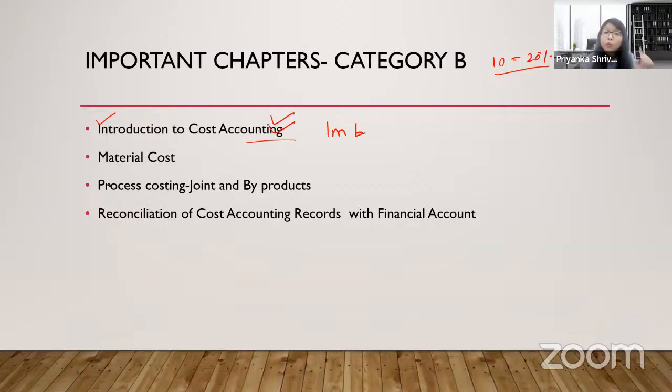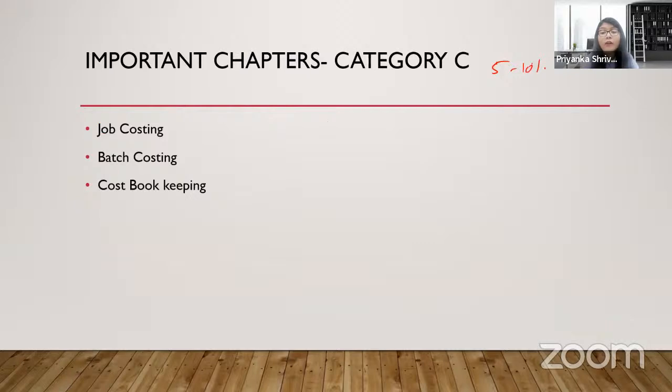When you go for the exam, do revise this chapter, along with cost accounting standards and cost bookkeeping. Most of your theory questions will be asked from there. Then material cost, joint and by-products, and reconciliation of cost accounting records are the category B chapters, and the rest are category C chapters. It's not that these questions are not asked, but the frequency of these chapters is less, so we can keep them for the end. We don't need to leave anything, but we can keep it for the end.